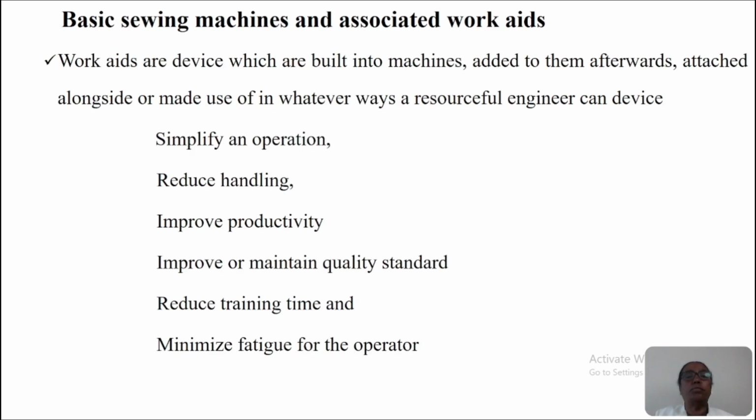Another point is the basic sewing machine and associated work aids. When industries use the basic sewing machine, or flatbed sewing machine, or single lock stitch machine, this machine needs associated work aids. Work aids are devices which are built into machines, added to them afterwards, attached alongside, or made use of in whatever ways resourceful engineers can devise. Engineers also design these work aids to help with more speed and more production.